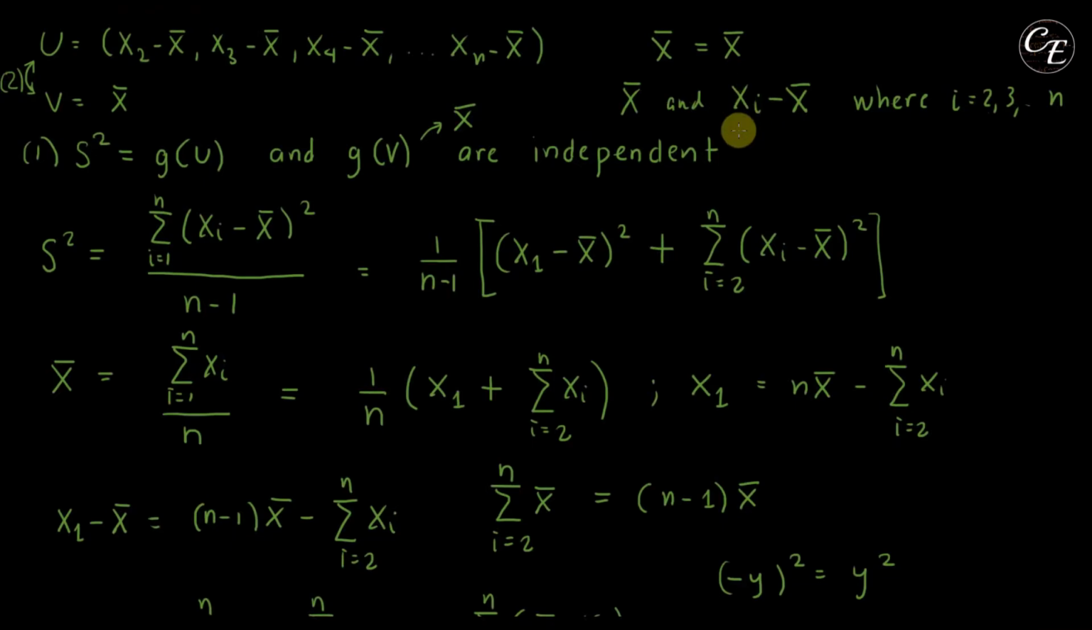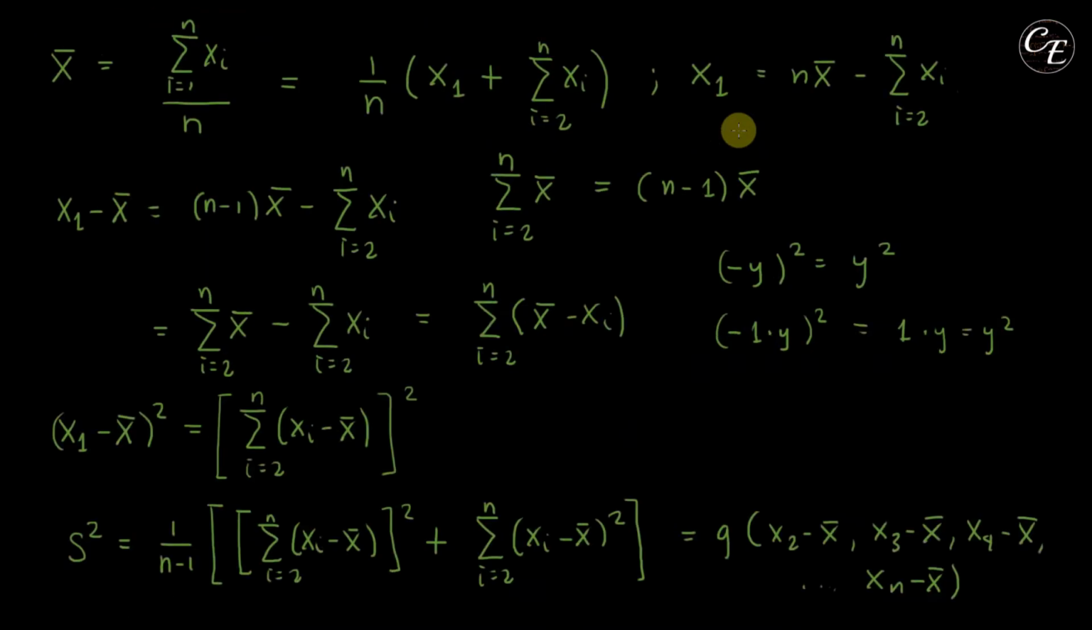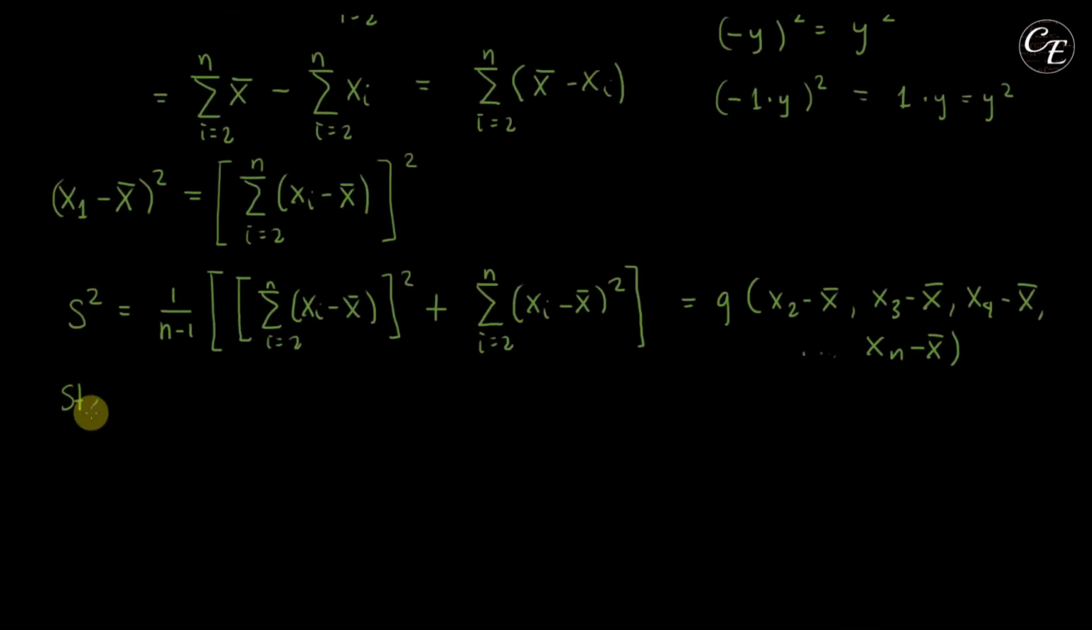So now, how do we prove that x bar and x sub i minus x bar are independent? One way of doing that is using the covariance. Let us put step 2 in here. We know that if x bar and x sub i minus x bar are independent, then their covariance is equal to 0. And also we know that if their covariance is 0, then they are independent. So that's what we are going to do: prove that their covariance is equal to 0.